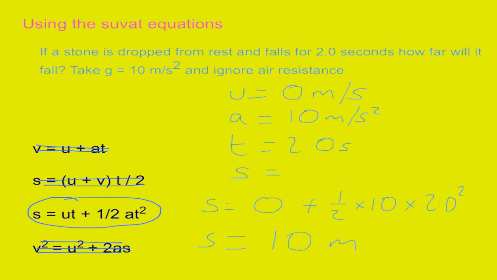Now, had we been asked for another quantity using that same SUVAT equation, for example the acceleration, given that it fell for 10 meters, something like that, we would have to rearrange it. Okay, so there may be some algebraic manipulation that needs to occur.